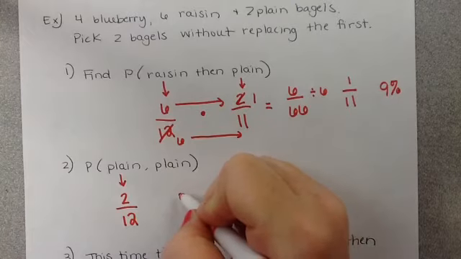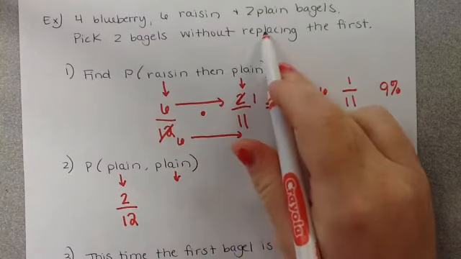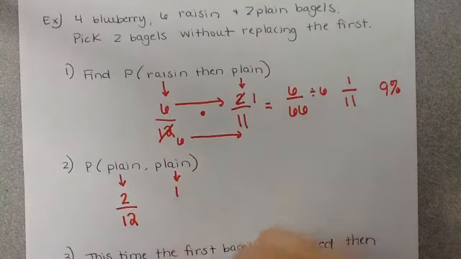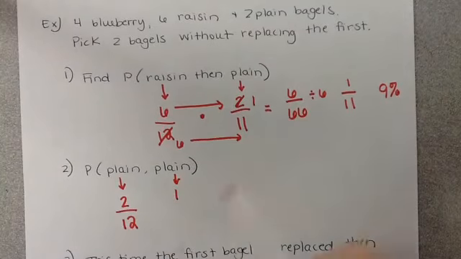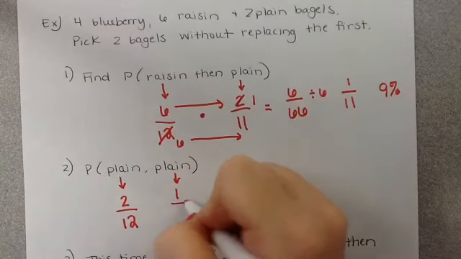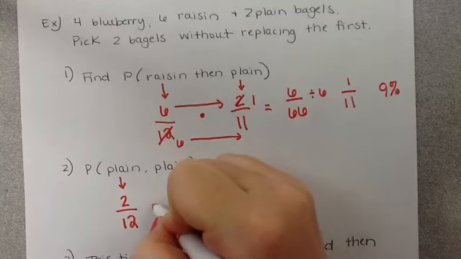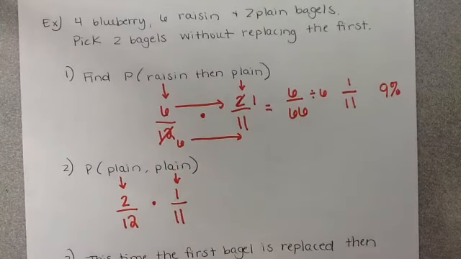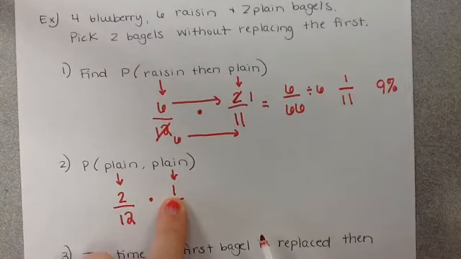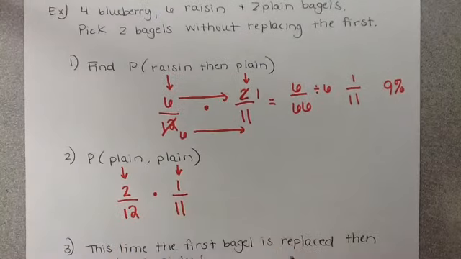Okay. I take one of the plains. So now when I go back to the table, how many plain bagels are left? One of them, because I already took one. So there's only one of these bagels left. So there's one bagel left out of how many on the table this time? 11. I took one bagel, so there's only one plain left. And since I took one, my total is now 11, since I did not return it.